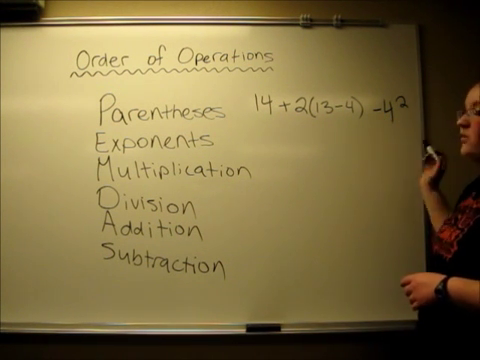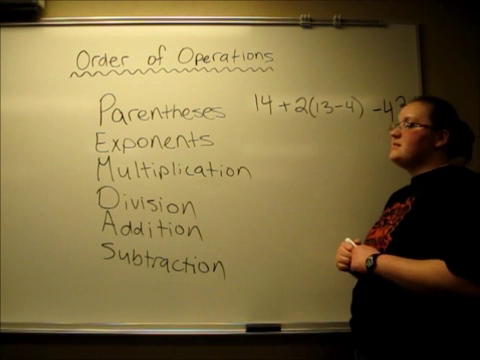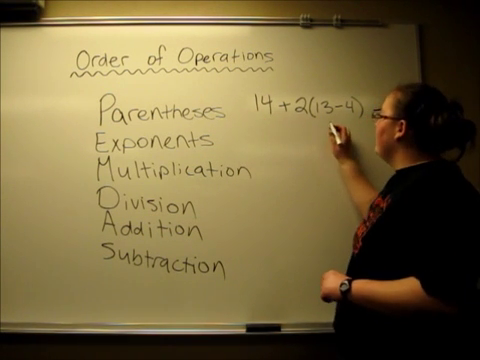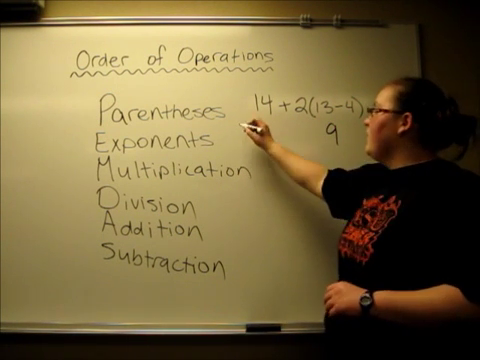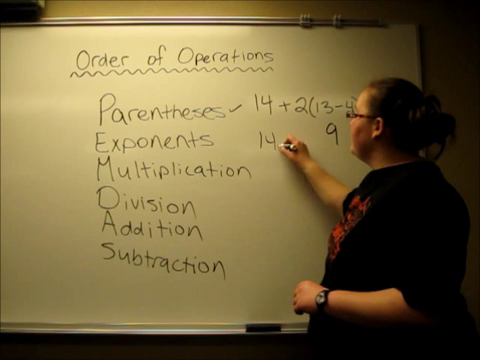The last problem we are going to do is 14 plus 2 multiplied by 13 minus 4 minus 4 squared. So we look at our list and see that we have parentheses in our problem, so we subtract 4 from 13 and we get 9. We cross that off our list and we bring the rest of our problem down.